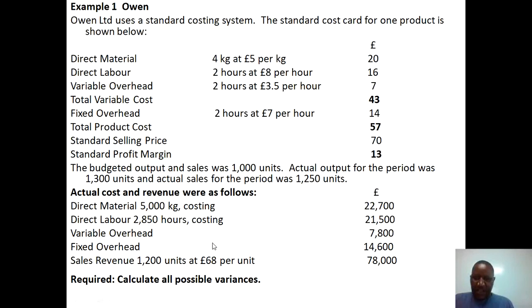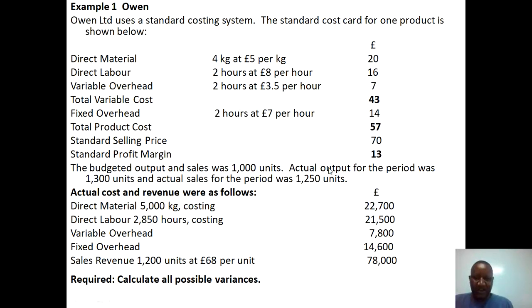What we need to do here is to pick all information relating to labor. So in relation to labor, you can pick a pen and just pick these values. In relation to labor, we have direct labor, 2 hours at £8 per hour. That gives us 16. So each unit gets 2 hours, and the rate is £8 per hour.